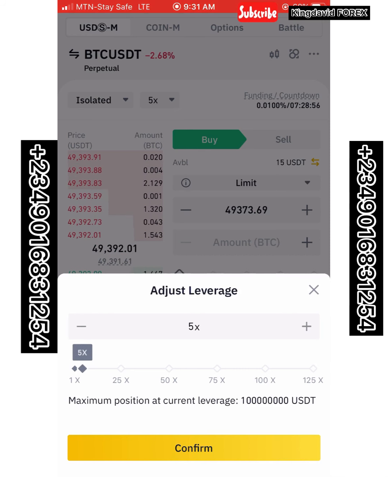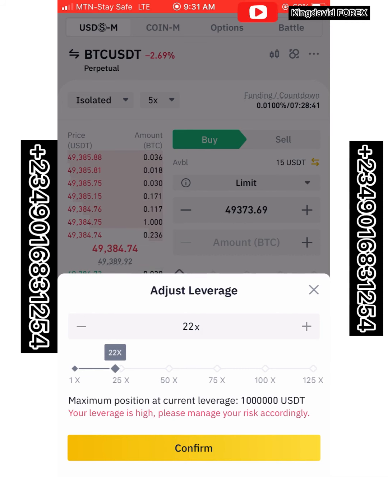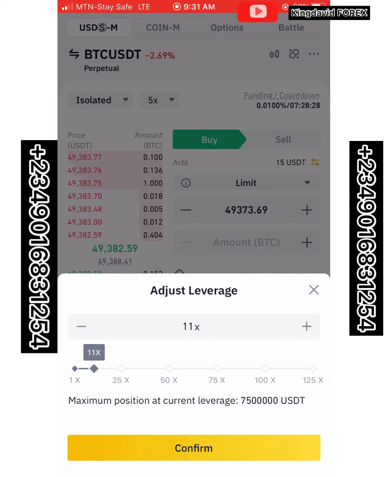5x leverage means you only lose your trade if BTC drops by 20%, which is still possible. But if you're on 20x, it means you lose the trade if BTC drops by 5%, which is very, very possible. So our advice, don't exceed 10x.